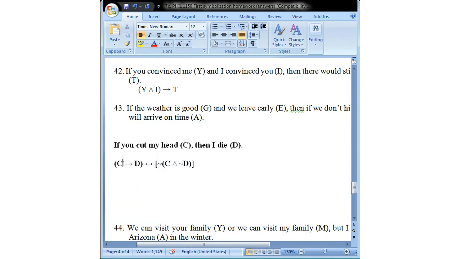So to say, if you cut my head, then I die, is equivalent to saying there's no possibility where you cut my head and I don't die. I'm committing that I'm not in row 2 of that truth table, right? Now, let's go here for a second.